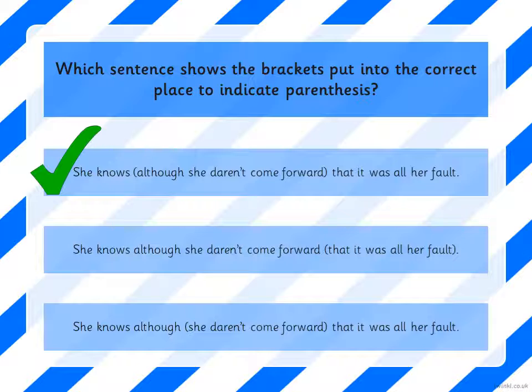So that one's a tricky one, because if I was to take those brackets out again, would it make sense? She knows although that it was all her fault. So that doesn't quite make sense. I need that although inside my bracket because it doesn't make sense when I take the brackets out of the sentence. So that is why it is number 1, the first one. So that should be the one that you have written down. So have a tick of your answer or correct your answer to the one that is correct, and then let's see how you get on with the next ones.